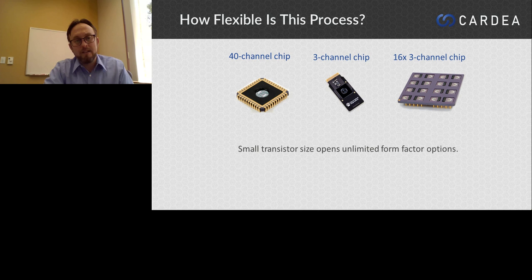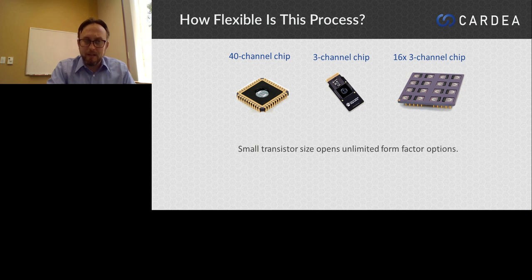The small chip size, or small transistor size, allows us to really have unlimited form factor options. The chip I showed you is the middle chip, that 3-channel chip. That's our standard one that's sold through Nanomed. We also have a multiplex 40-channel chip that we've built, and a chip that is a 16 by 3-channel chip. That one has chips that are very, very small, smaller than the fingernail on your pinky, and are designed to be used in an array. This is just an example of the different kinds of form factors that we can build chips into.